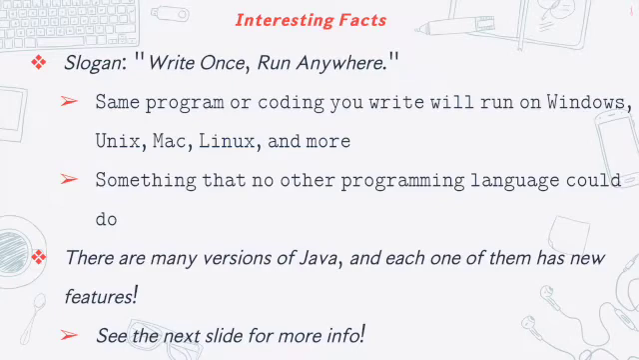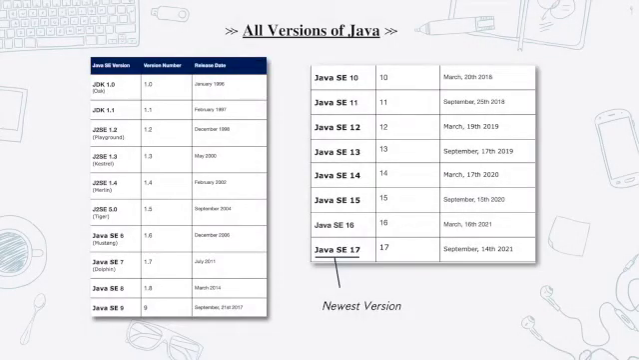Another interesting fact is that there are many versions of Java with different features. For example, when Java or JDK 1.1 was released in February 1997, it had additional features such as a better event model, which is known as Java Beans.